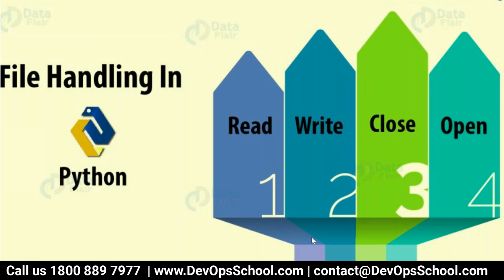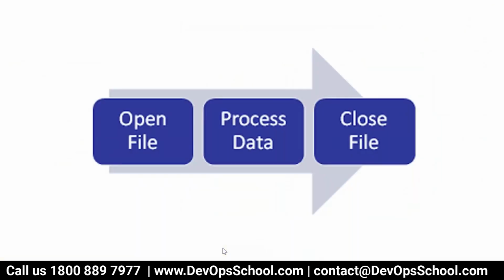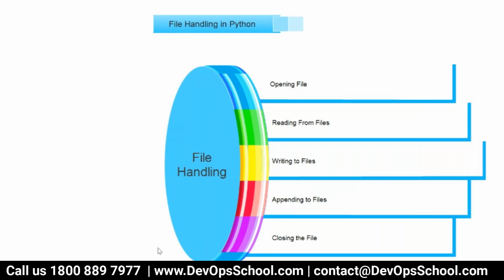Simple. It's like a normal procedure. In order to read a file, you have to open a file, right? And if you want to write it, you have to open a file in write mode. If you want to close the file, any open file, you can close it and open it like this. So open a file, process the data, close the file. In order to read a file, you have to open a file. In order to write a file, you have to open a file and then close the file. This is the whole flow.